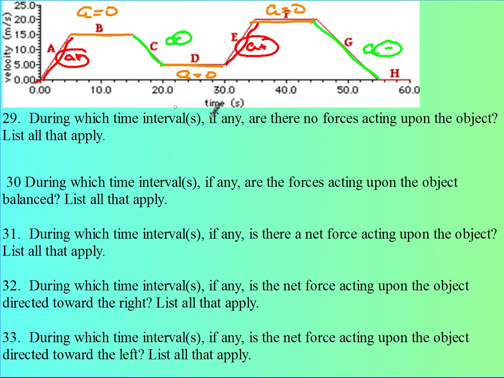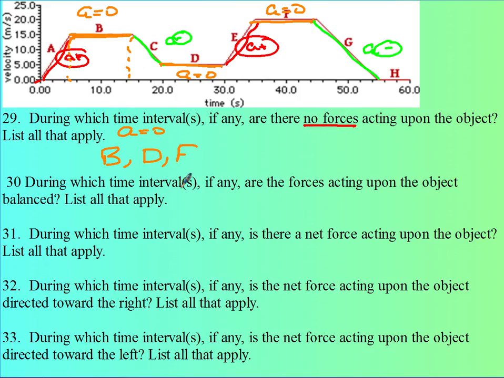During which time interval are there no forces? So now we're looking for when the forces are balanced. So we're looking for a equals 0. Which three areas did we have a equals 0? That's B, D, and F, because the velocity is a constant in those three regions. And it acts for which time interval. So we could come down and find the actual times if we wanted to.